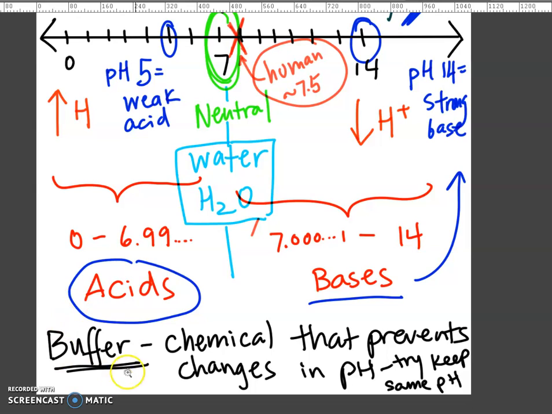So buffers are very important. You will have to know this word and the function that it does to our bodies or in any sort of chemical situation, which is that it's going to try to keep pH the same.